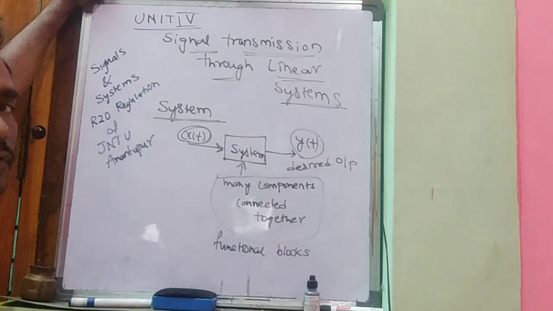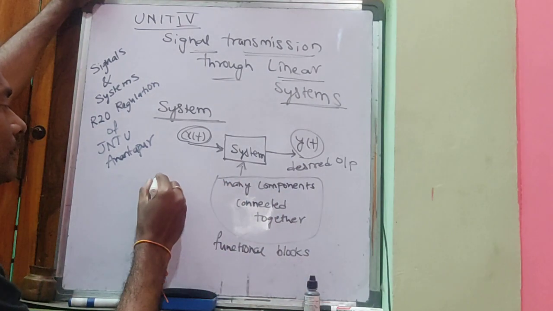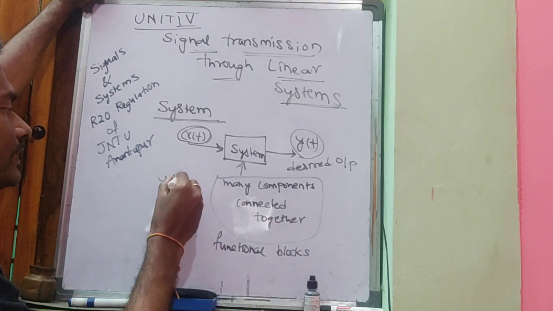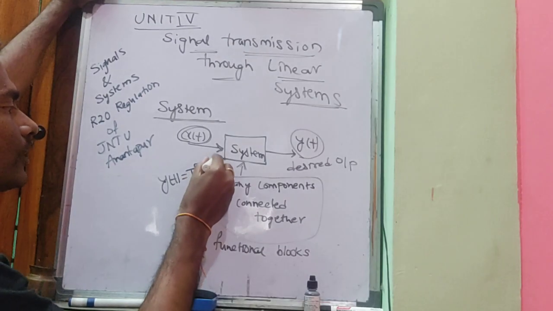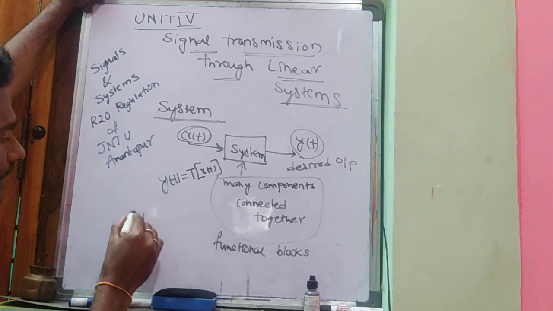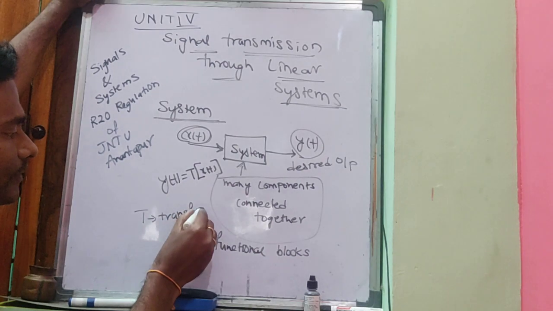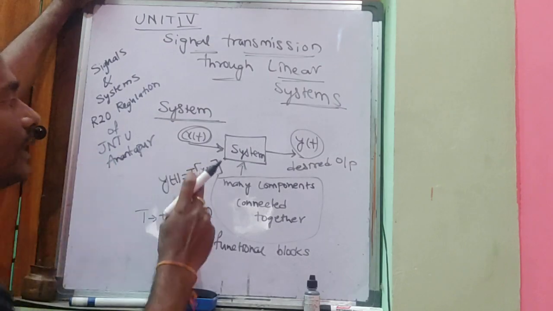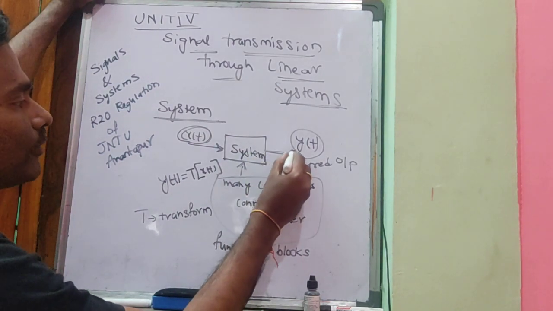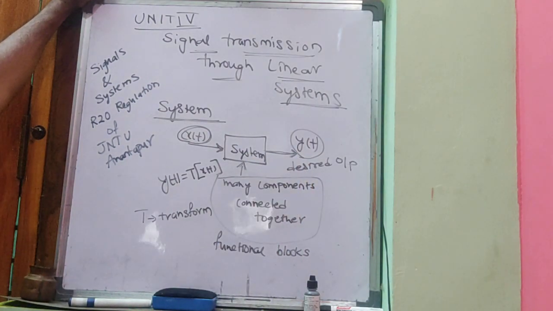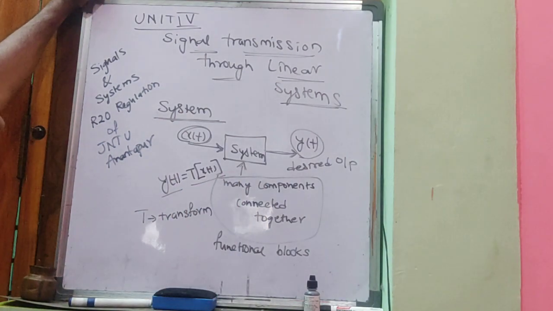and give some output. That output can be anything. So we can represent it like this: y of t is equal to T of x of t, where this T stands for transform. Why? Because the system is transforming the input and giving us the output. This output arrow mark is nothing but the output, and y of t equals the transform of x of t.